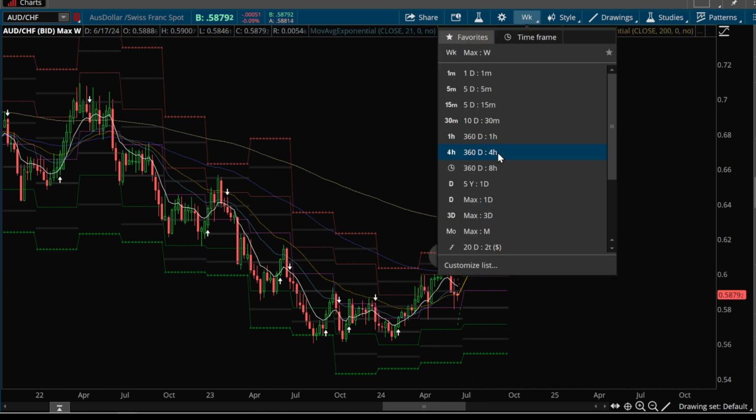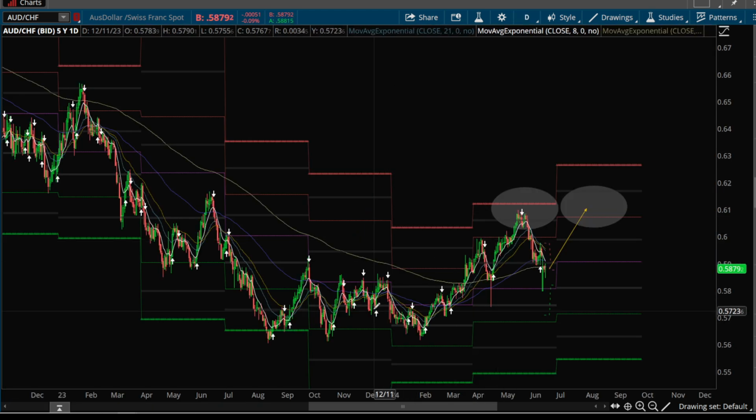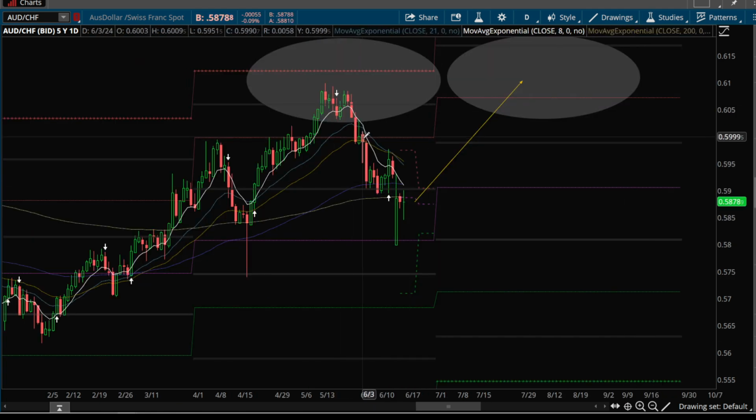So when we drop down to the daily chart, I do kind of like this, because you're below the 8 this whole time. You're kind of below the 8 the whole time.